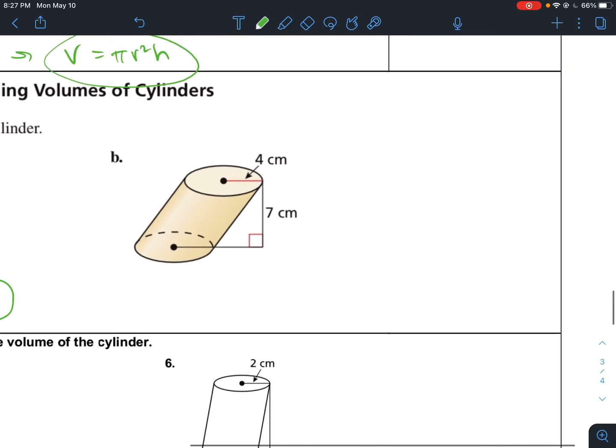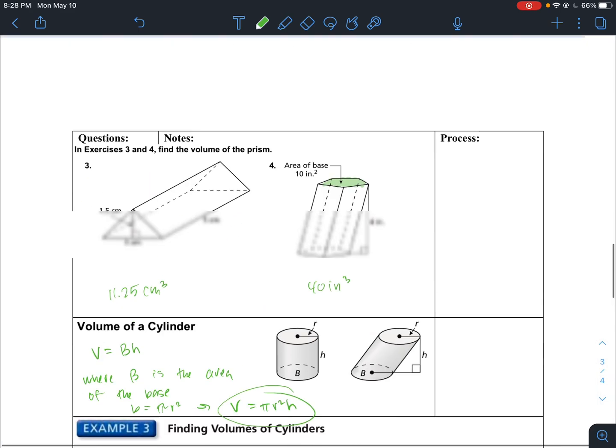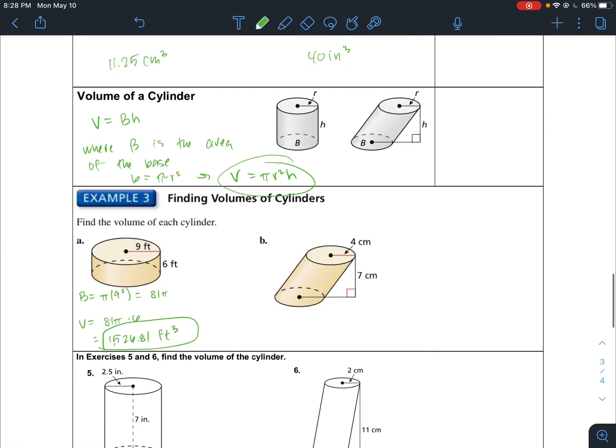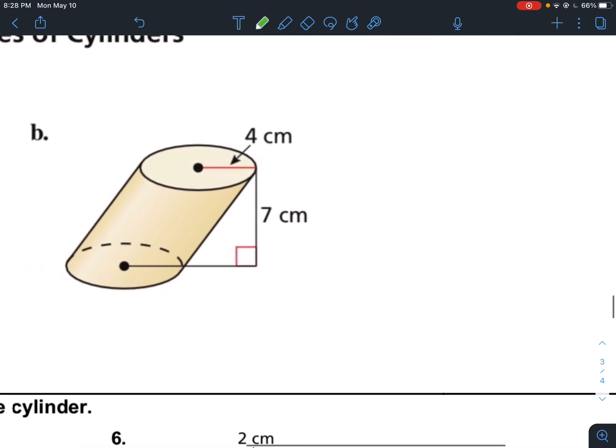For B, just because it's slanted doesn't really mean anything, because it's the same principle as we talked about before. I can't remember the guy's name. So the Cavalieri's principle, because it's slanted doesn't really mean anything as if it wasn't slanted. It's still going to have the same volume.